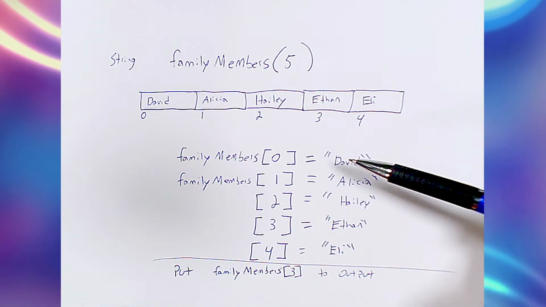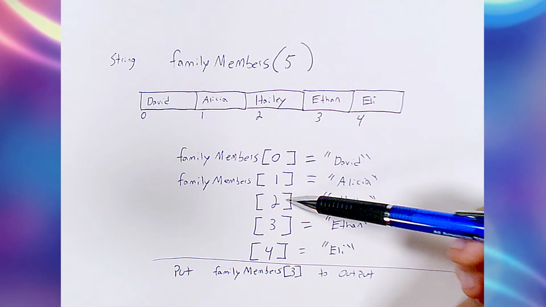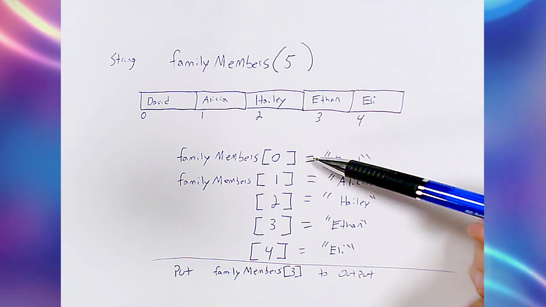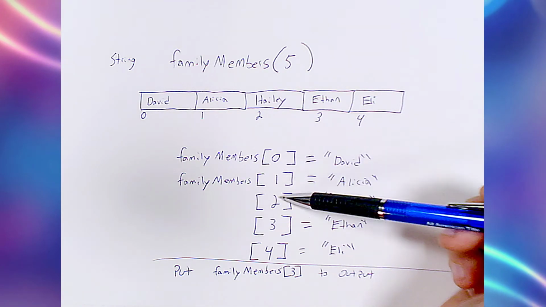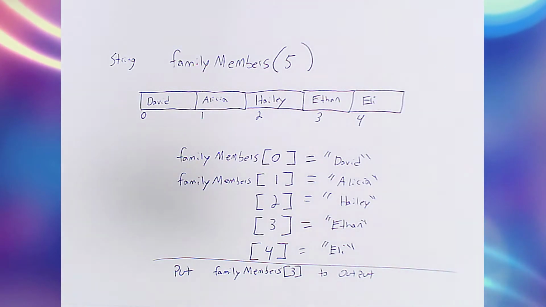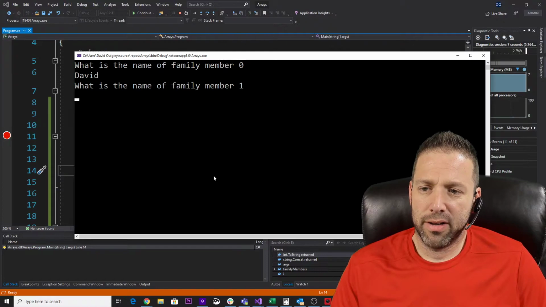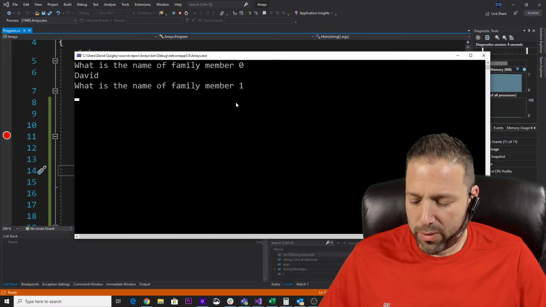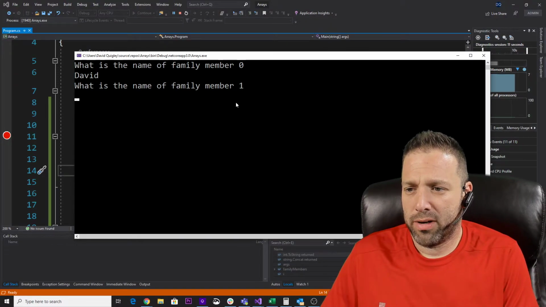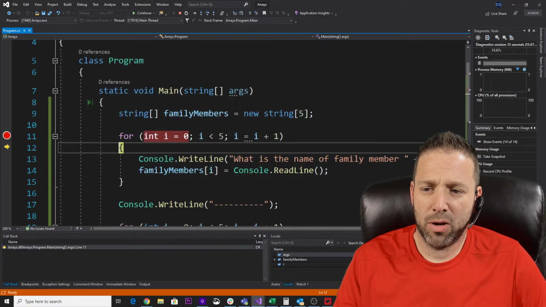Because of some guy we don't know who we hate who made this real complicated for us, it starts off as 0, 1, 2, 3, 4. In our for loop, we're not actually writing 0, 1, 2, 3, 4, 5. We're just putting an i in here so that we can refer to it via that variable. So if I were to loop through here, it would just keep going. So I'm going to say, what is the name of family member 1? I'm going to say Alicia, enter, and then it's going to keep going through this for loop.